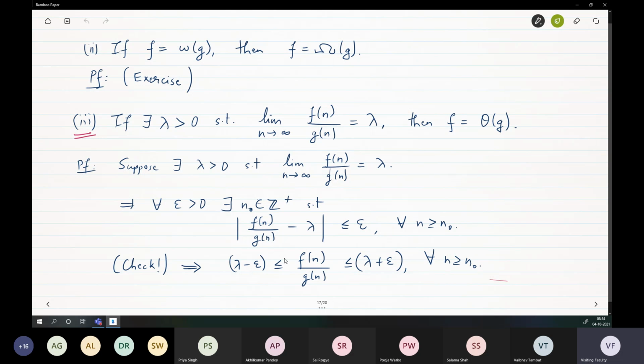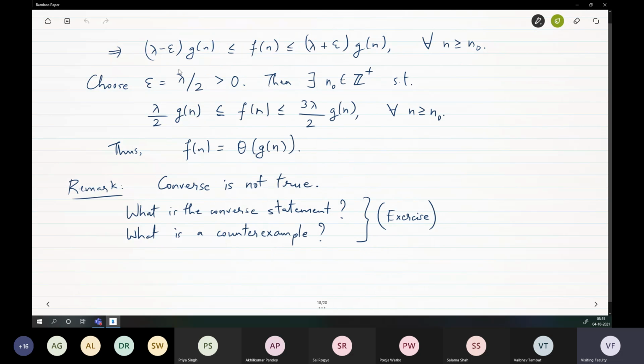Now just to get a positive number on the left side, you have to pick epsilon to be less than lambda. In order to show theta, you need positive constants on both sides. So just pick some epsilon that gives you a positive number on the left side. The right side will be positive anyway, not a problem. So for the left side, we pick epsilon equal to lambda by 2. So lambda minus lambda by 2 is lambda by 2, which is a positive number. On the right side, we have 3 lambda by 2.